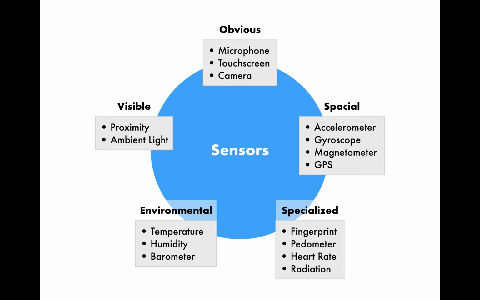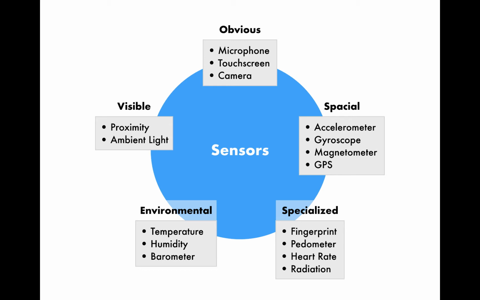Now let's look at the different kinds of sensors that you're likely, and sometimes unlikely, to find on a mobile device. I've divided the sensors we're going to look at into 5 broad categories. Now, these are not official categories or anything like that. They're just convenient groupings that I came up with.